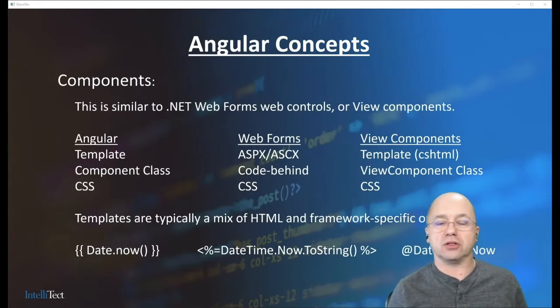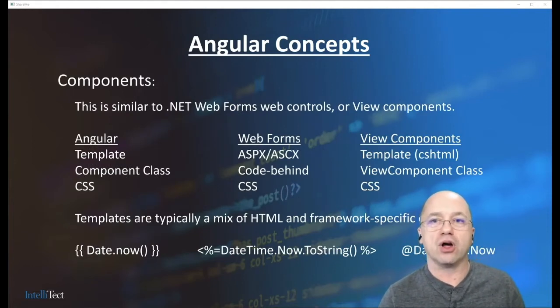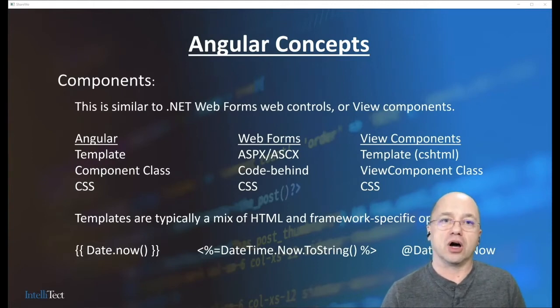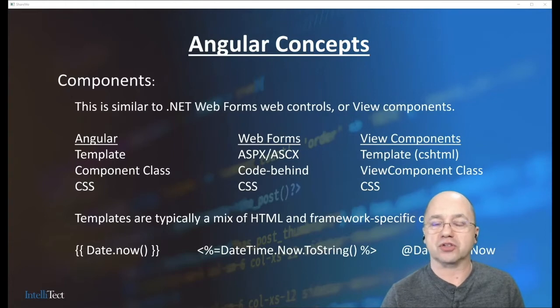And to describe what components are compared to other frameworks, if you've worked with web forms, and I've worked with web forms for a long time, the template is kind of like your ASPX, your ASCX files. The code behind for a web form is kind of like the class that's in Angular, and then these will all have CSS files for styling and things like that. If you're talking about more modern stuff with .NET Core, then you'll be talking about Vue components or maybe even Razor components, and those are your CSHTML and your Vue component class, and then again that'll also use CSS.